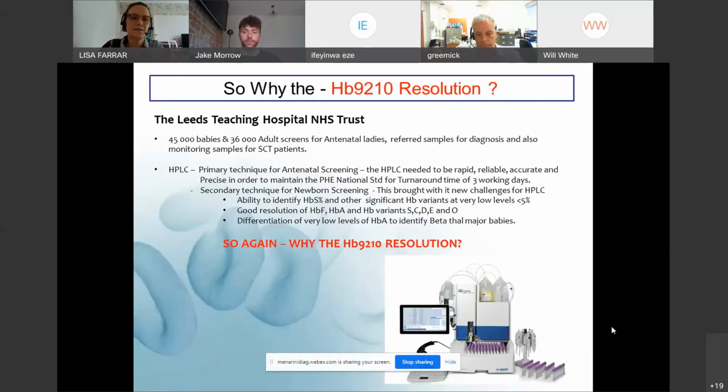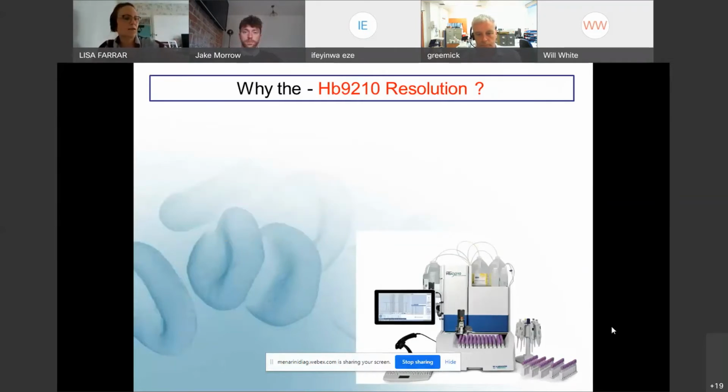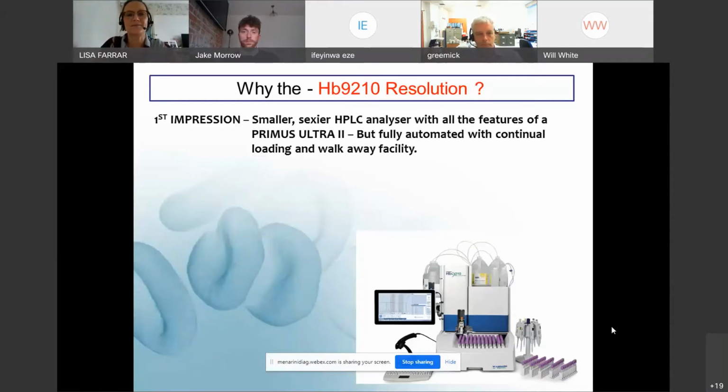So again, why did we choose the 9210 resolution as our evaluation of choice for HPLC analyzers? Firstly, our Primus Ultra is now out of production and it's been withdrawn from service. So we're in a relatively urgent position to replace and change our technology. We needed a replacement solution that maintained the resolution we were familiar with. In addition, we had to have additional features that would bring us into the 21st century and away from our favourite clunky analyzer. So first impressions of the Hb9210 resolution.